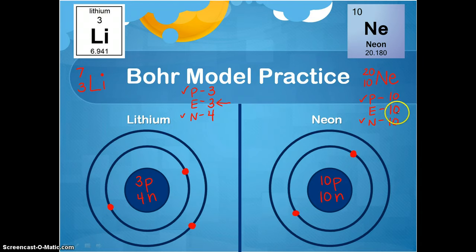And I've got to get to 10. So on that 2nd ring, I'm going to need all 8 electrons. So 1, 2, 3, 4, 5, 6, 7, 8. So when I count up my total number of electrons, 1, 2, 3, 4, 5, 6, 7, 8, 9, 10, that equals those electrons on my PEN.